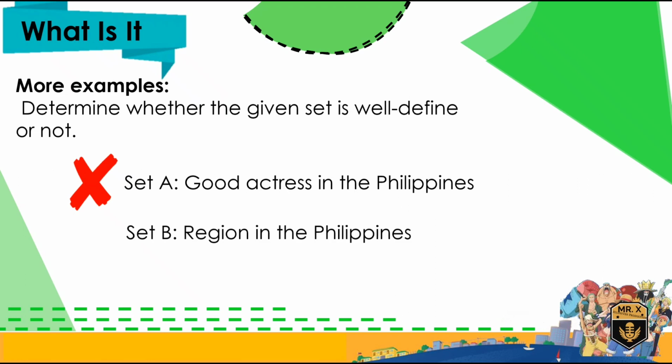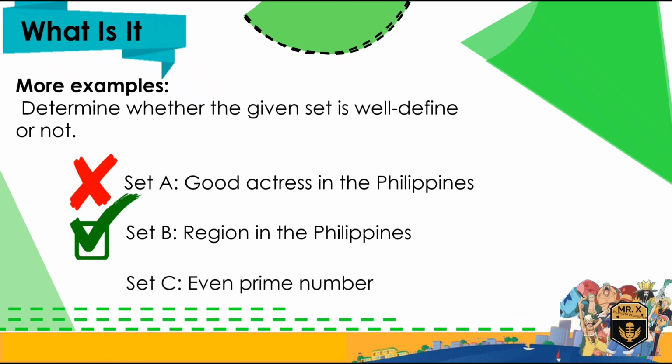Set B, regions in the Philippines. Yes, it is well defined kay atong ma-determine kung unsa tong mga regions sa Pilipinas. We have region 1, region 2, CAR and many more to mention. How about set C? Set C is the set of even prime numbers. Unsa man tong mga prime numbers? Prime numbers are numbers nga ang multiple kay 1 and itself. For example, 2, 3, 5, 7. So set C is a well-defined set.